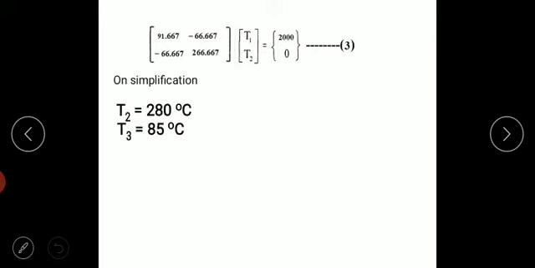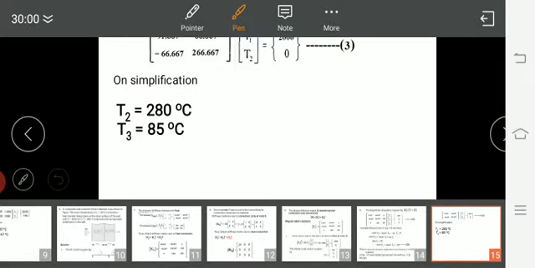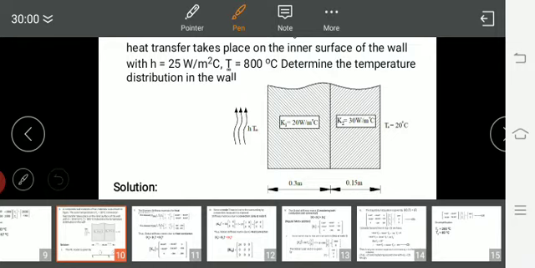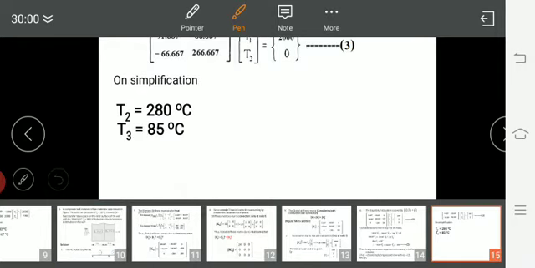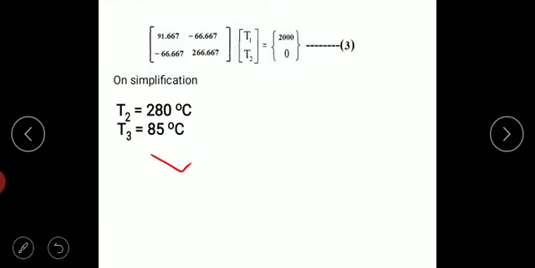If I solve, I'll get T2 is equal to 280 degrees Celsius and T3 is equal to 85 degrees Celsius. Because T infinity is how much? T infinity is 800 degrees Celsius. So the T2 value is what? 280 degrees Celsius I am going to get. Okay. So next we shall move on to the next problem.